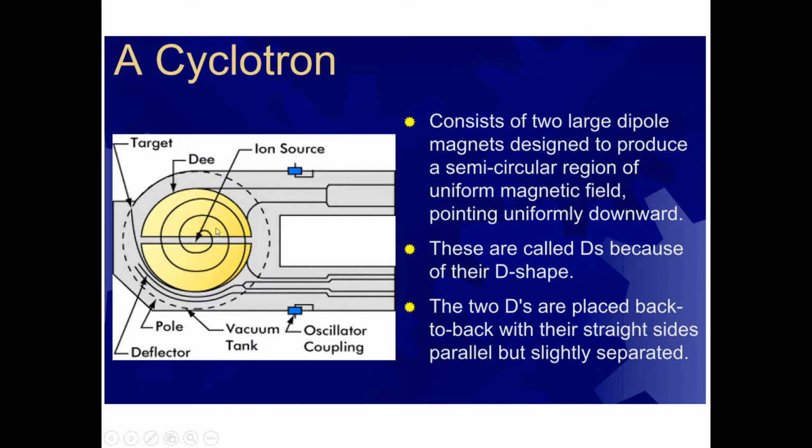This is the basic structure of the cyclotron. What does the basic structure of the cyclotron look like? Exactly the one you can see in the figure. It consists of two large dipole magnets designed to produce semicircular regions of uniform magnetic field pointing uniformly downwards.